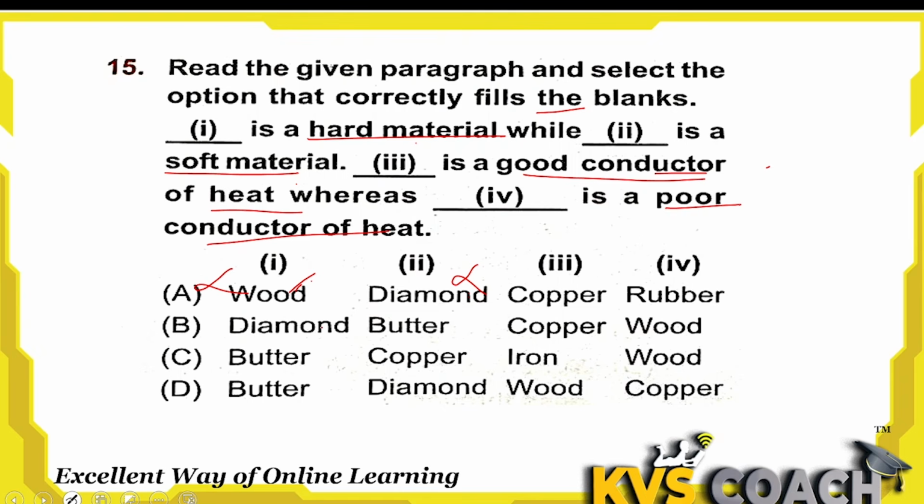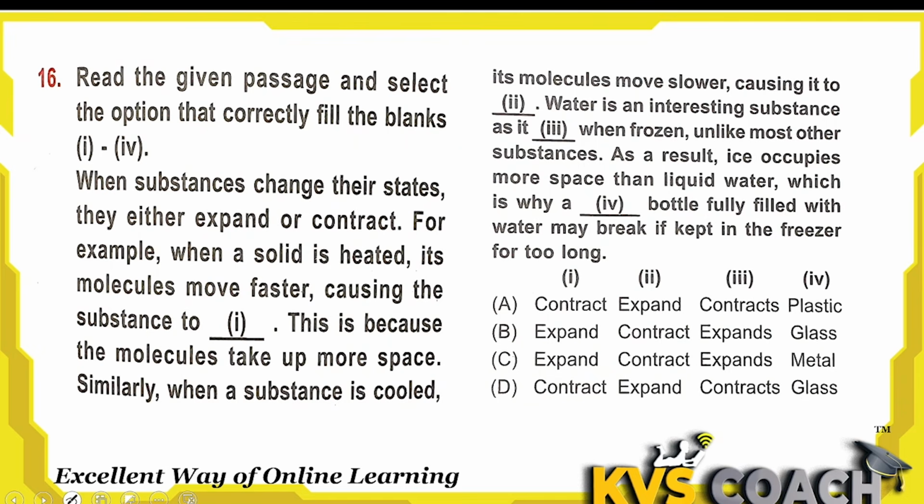Second, diamond is hard. Yes, it can be. Butter is soft. Yes, butter is a soft material. Copper is a good conductor of heat. Yes, and wood is a poor conductor of heat. That is also right. So B can be the right answer here. Butter is not a hard material, and here again butter is given. This is not hard. So only B fits here. B is the right answer.